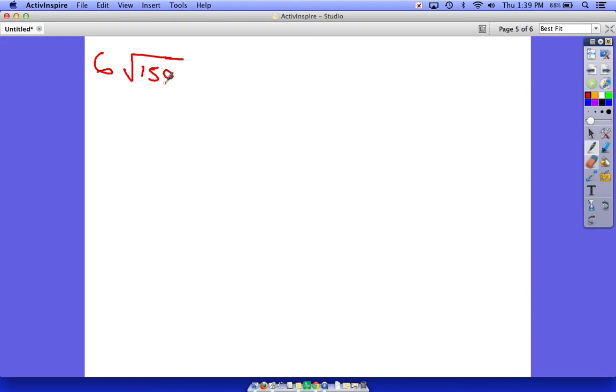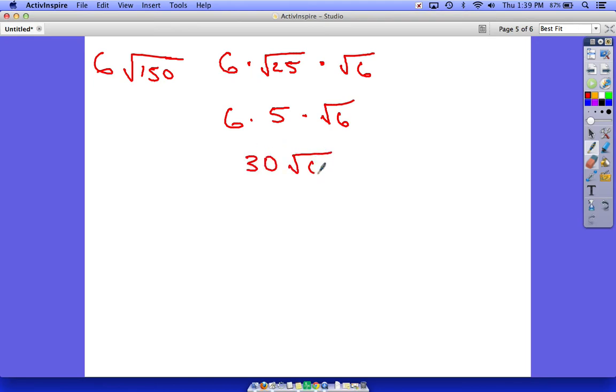A lot of ways to do this because 150 has a bunch of factors. So again, I'm going to do 6 times. Can I think of something right away that's a factor of 150 that's going to have a perfect square? And I can, because I know that 25 goes into 150. 25 goes into 150 6 times. So now this problem is going to be pretty simple here. I can change this to 5 because the square root of 25 is 5. So it's 6 times 5 times the square root of 6. So now I can just do 30 square root 6.